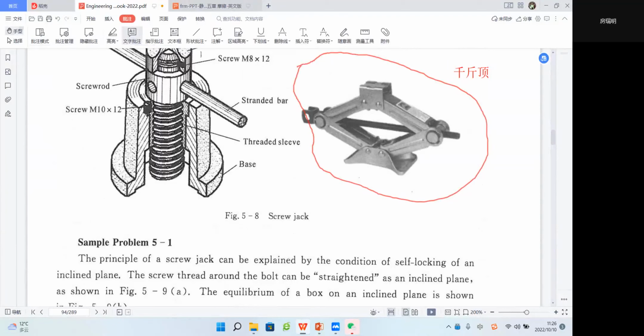No, we call that 千斤顶 (a jack). That means you can rotate this screw device, then this part will move along the upward direction. It will lift your car, and then you can unload your tire and fix it.